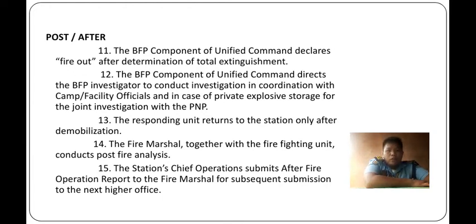11, the BFP component of Unified Command declares fire out after the termination of total extinguishment. 12, the BFP component of Unified Command directs the BFP investigator to conduct investigation in coordination with camp facility officials and, in case of private explosive storage, for the joint investigation with the PNP. 13, the responding unit returns to the station only after demobilization. 14, the fire marshal, together with the firefighting unit, conducts post-fire analysis. 15, the station chief of operations submits the after fire operation report to the fire marshal for subsequent submission to the next higher office.